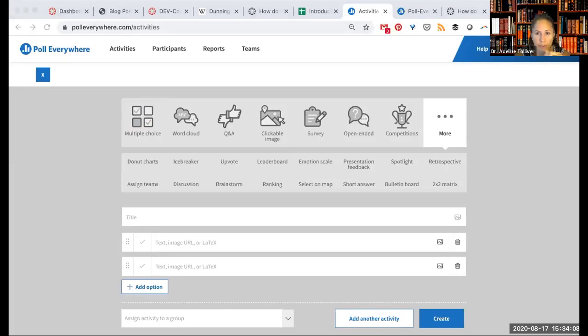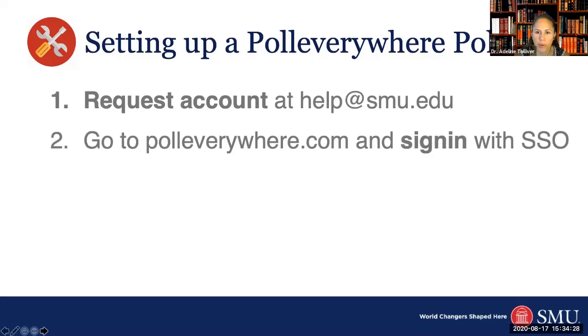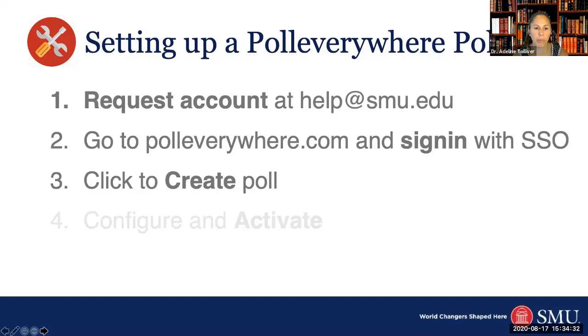So it's wonderful. And this one, for sure, you definitely also get a report. You get an Excel spreadsheet, and then you're able to kind of see and use that for participation. So the tool is called Poll Everywhere. To set up a Poll Everywhere account, really easy. Request account. Go to Poll Everywhere and sign in with your single sign-on. Click to create a poll and configure and activate.